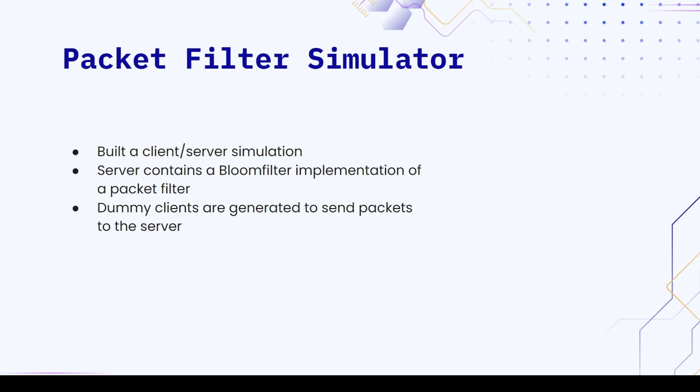Moving on, we also built a packet filter simulator, using client-server architecture. Essentially, each client connects to a server and sends packets, which contain a simulated IP address, since you can't really run two separate IPs on localhost. Each packet the client sends to the server would contain a different IP address that would be either malicious or clean. Based on that, the server would use the Bloom filter implementation of a packet filter to filter those packets.